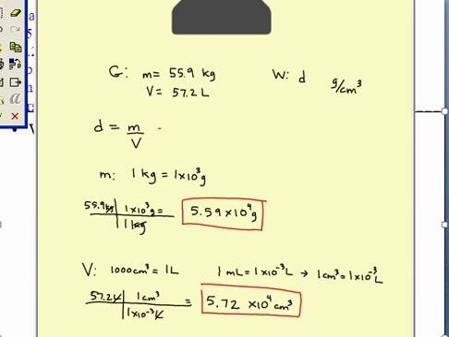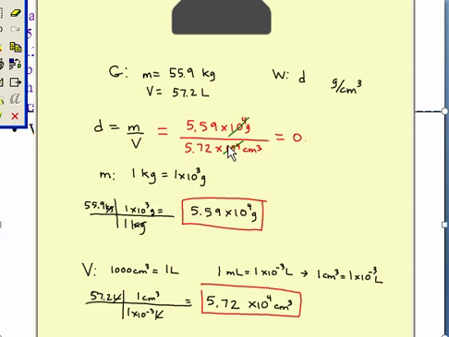And so these are the two values that I'm going to place into my mass over volume. My mass is 5.59 times 10 to the fourth grams, and my volume is 5.72 times 10 to the fourth centimeter cubed. Now I just want to point out that 10 to the fourth and 10 to the fourth are the same values, so these actually are going to cancel out. And even if you don't cancel these out, your calculator will give you the right answer.